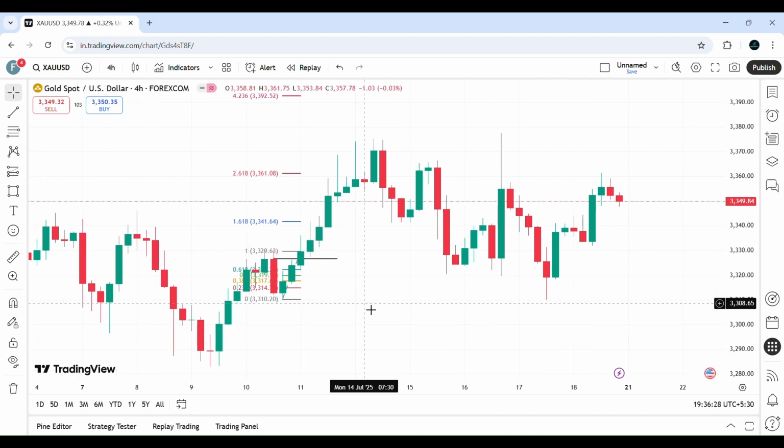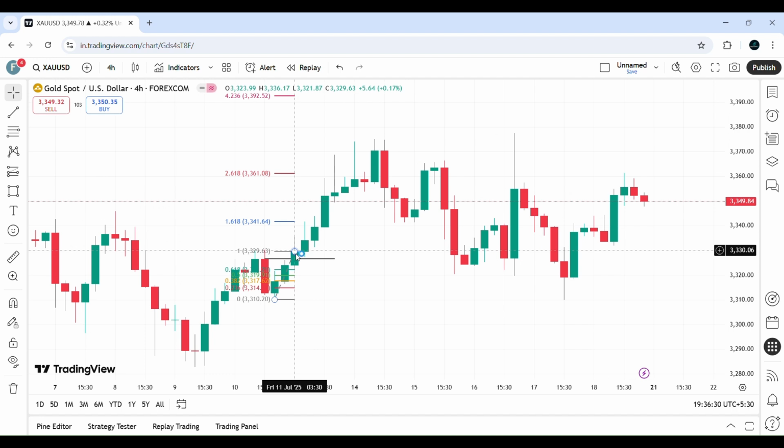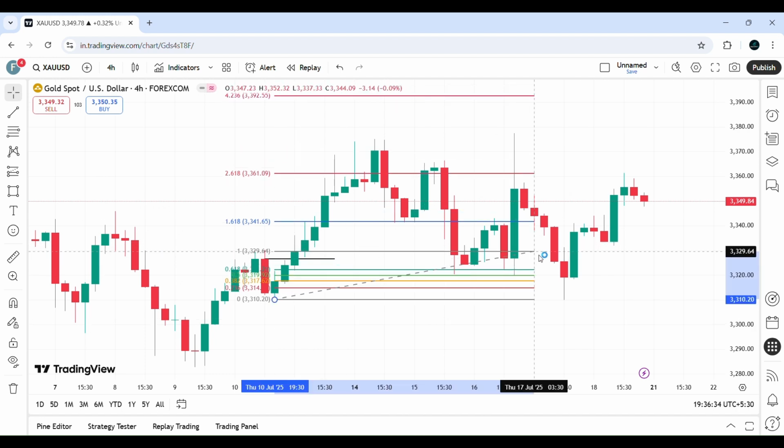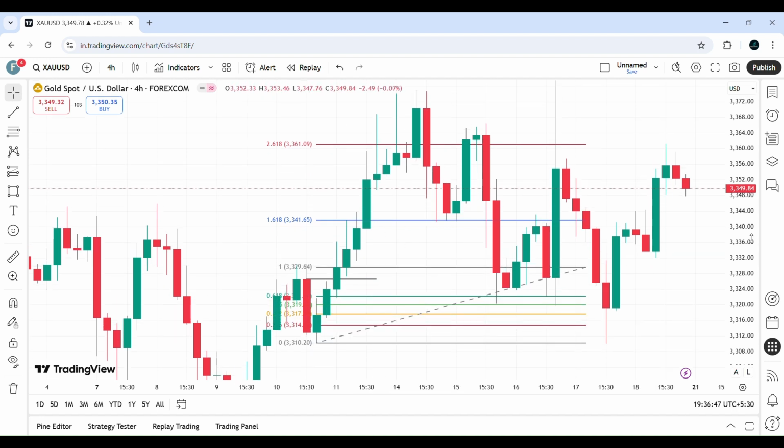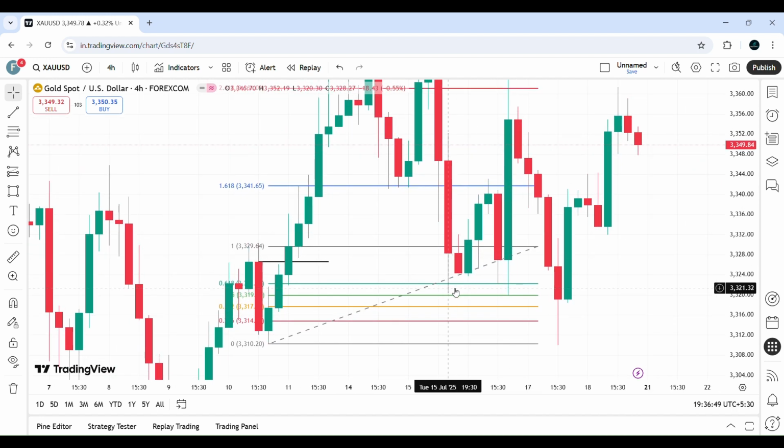And you pull the Fibonacci, see? And this is where your entry would have been. Look where your entry came from. Perfect. This was the break. You pull the Fibonacci from here to here. And you could see this is where your entry is.